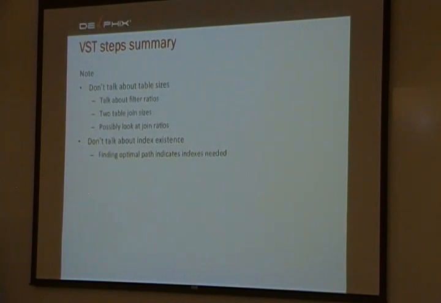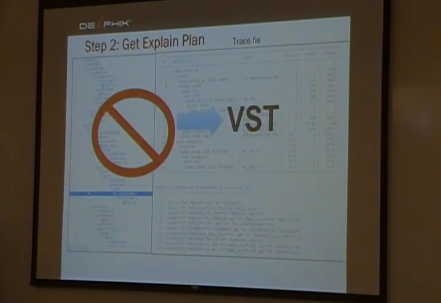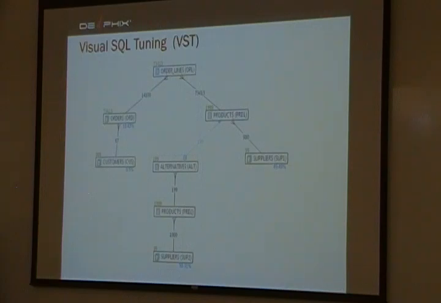Also, I didn't talk about index existence. This method just finds the best path through the tables. But if that path needs to access a table via an index, and it doesn't exist, that's a problem. So I can find the best path. Once I've found the best path, that'll indicate to me if an index is missing or not. If there's a join that doesn't have an index on that path, then I need to create it. So instead of using explain plans, use visual SQL planning.